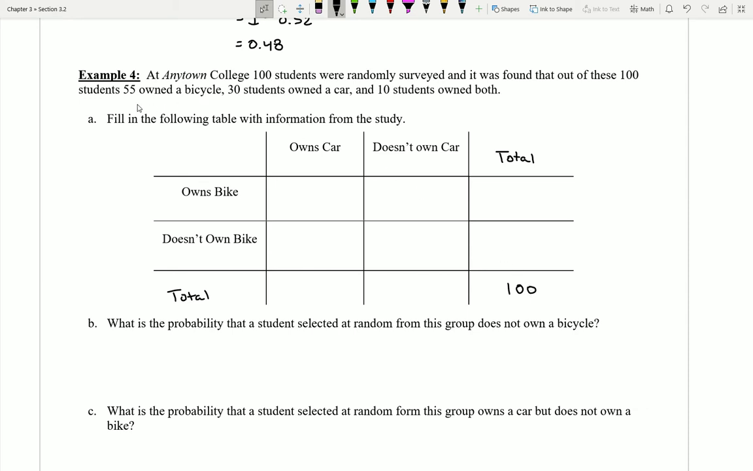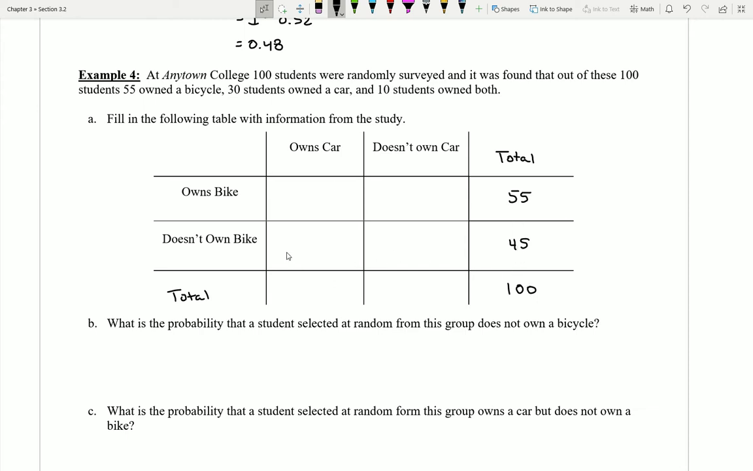Let's see if we can find where to put the rest of this information. We were told that 55 total students owned a bicycle. So here's owning a bike. And so where would the total number of people go that own a bike? Well, that should be over here in total. So 55 people own a bike. Notice that the moment that I fill this in, I can start to fill in some other information. Because if 55 people own a bike, and there are 100 people total, how many people don't own a bike? Well, that's got to be 45, right? Because this has to add up to 100.